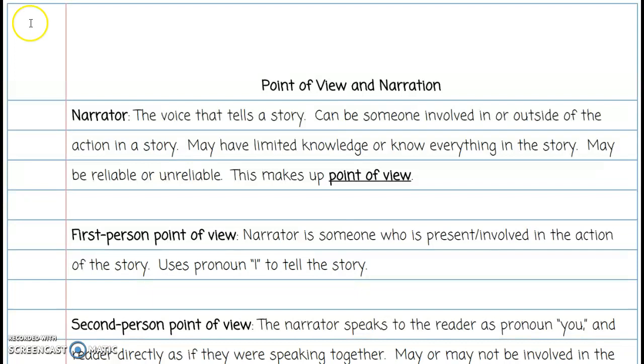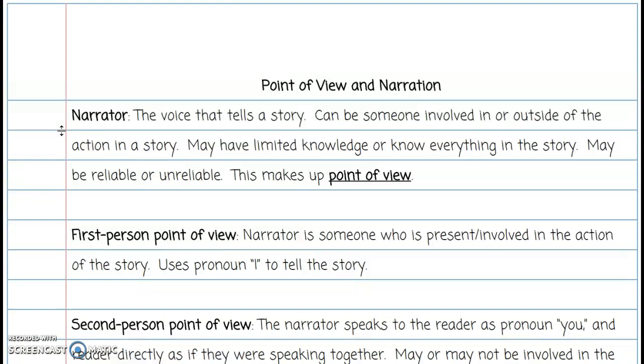The narrator is the voice that tells a story. It can be someone involved in or outside of the action in a story. The narrator may have limited knowledge or know everything in the story. The narrator also may be reliable or unreliable. The narrator makes up the point of view from which the story is told.